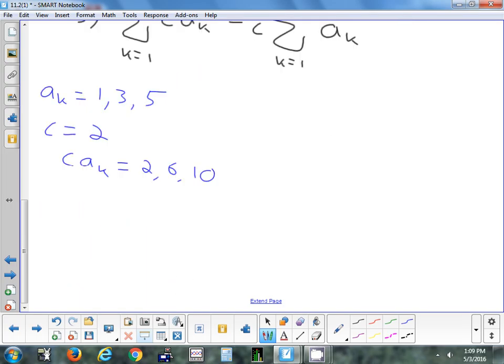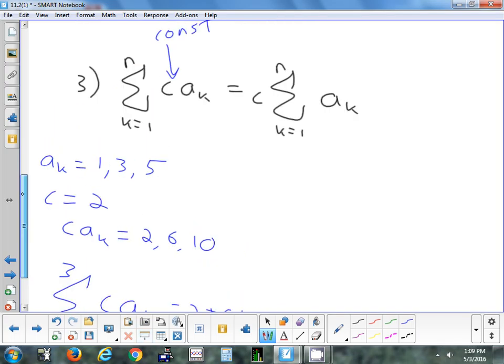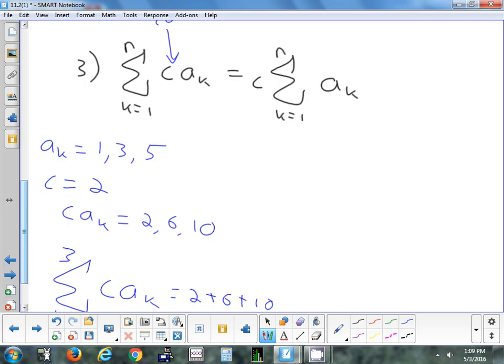And now I'm going to find the sum of c a sub k. I'm just going to add them all up. In this case, I only have 3 terms to add. What's 2 plus 6 plus 10? 18. Okay, that's doing it by multiplying each term by the constant first and then adding them up.